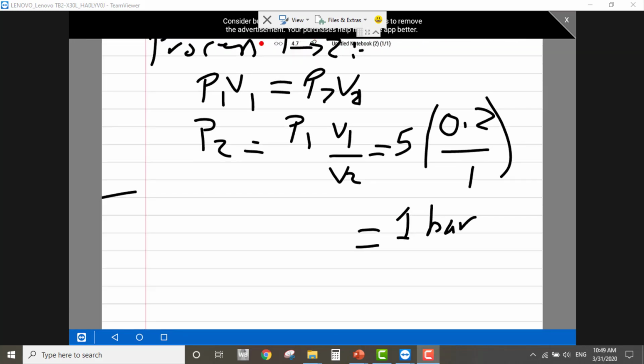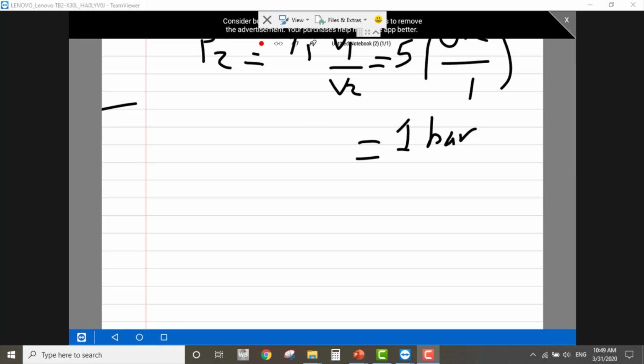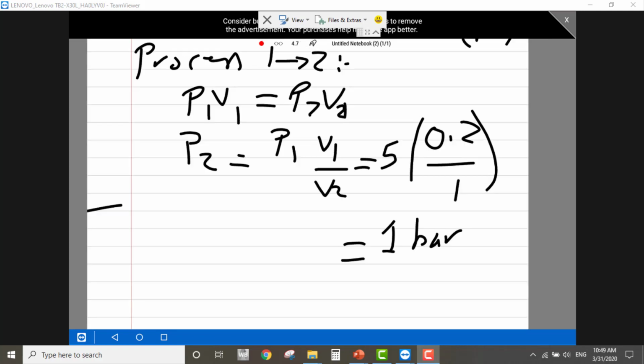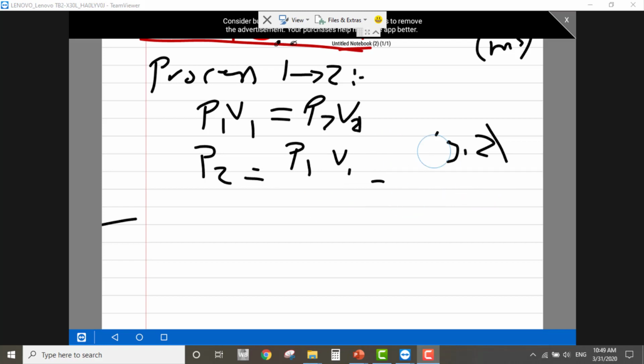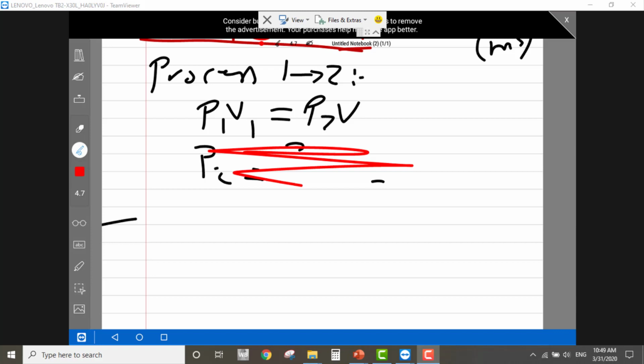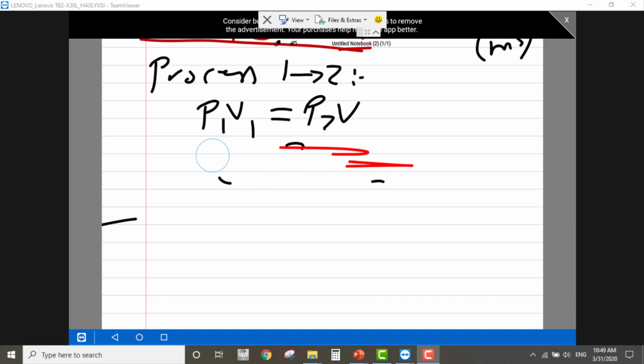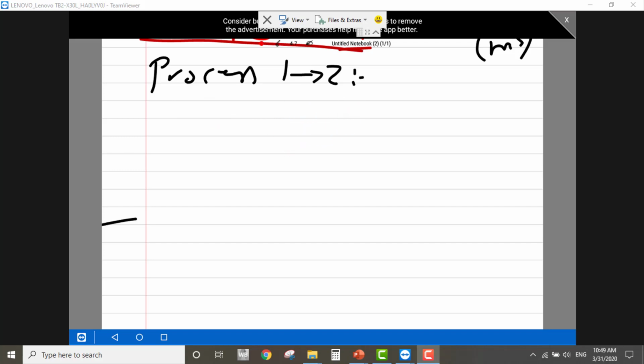Now, the other requirement: we need to find out the work for each process. Do you know what? Let me erase those, so we can see the table while we solve.